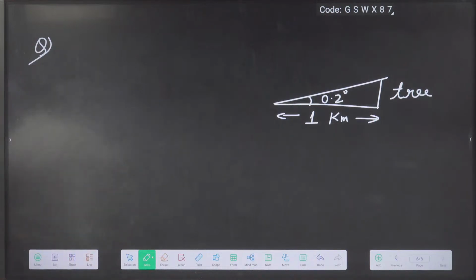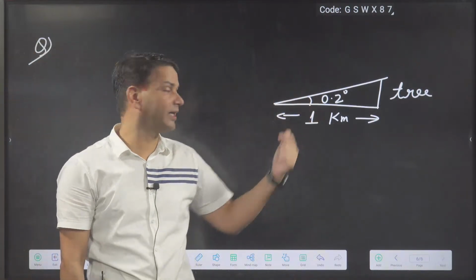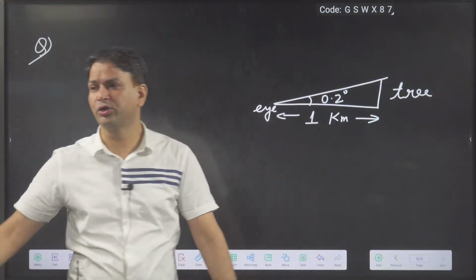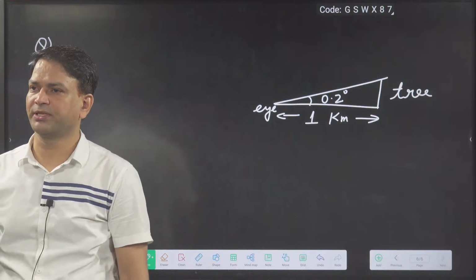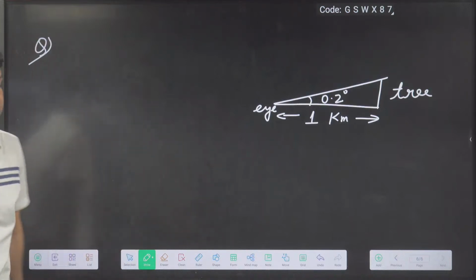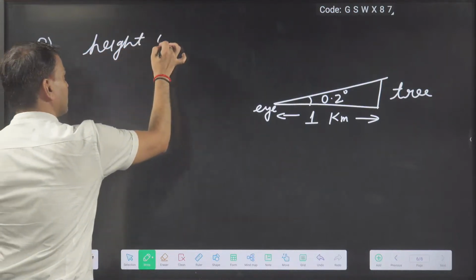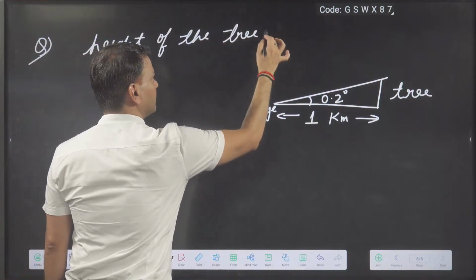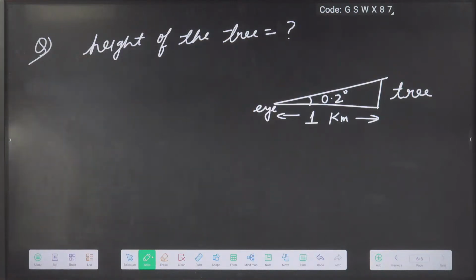There is a tree. That tree is making a 0.2 degree angle at the eye, and the tree is at a distance of 1 kilometer. You have to find the height of the tree. Tell fast, what is the answer?